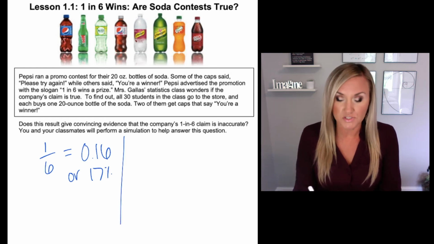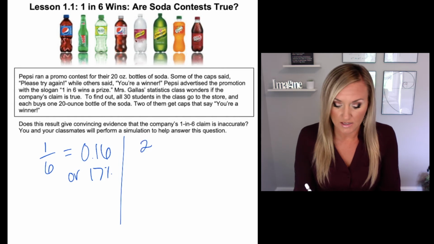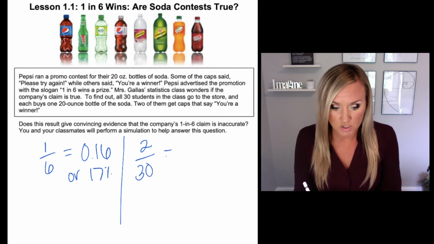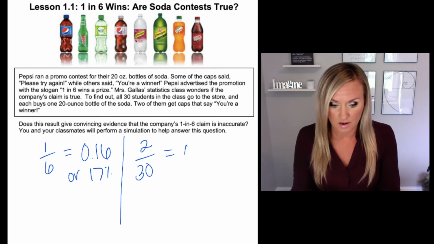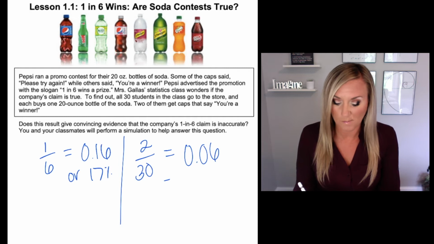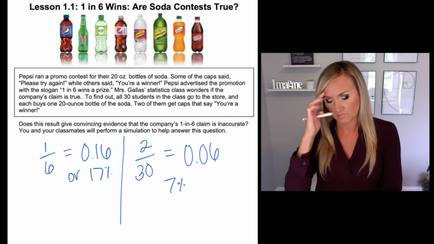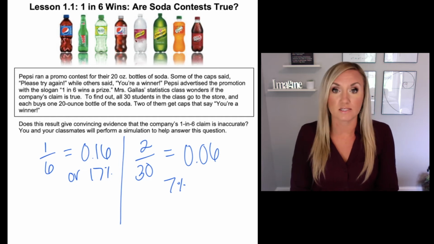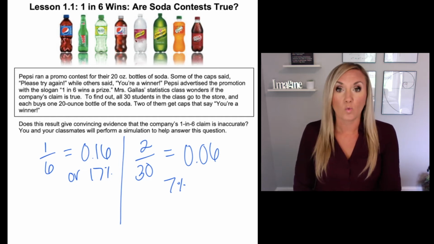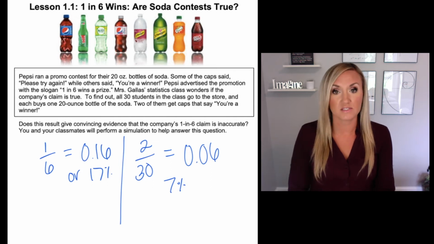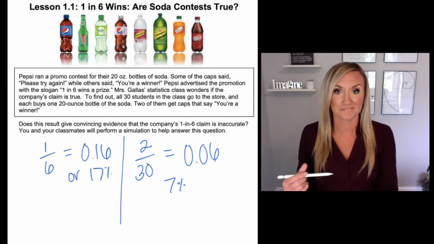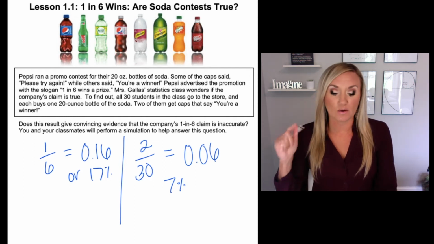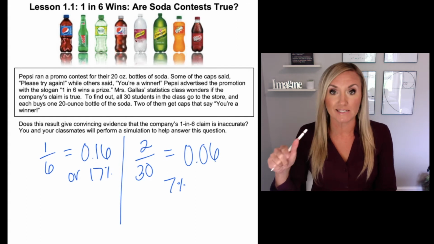So the actual statistics class got 2 winners out of 30 students. And so that is going to give us 0.06 or about 7%. So when they ran the study, only 7%. And Pepsi is claiming that it is 17%. So we're going to perform this simulation. Let's see what happens. All right. So what I want you to do is go to freeonlinedice.com.